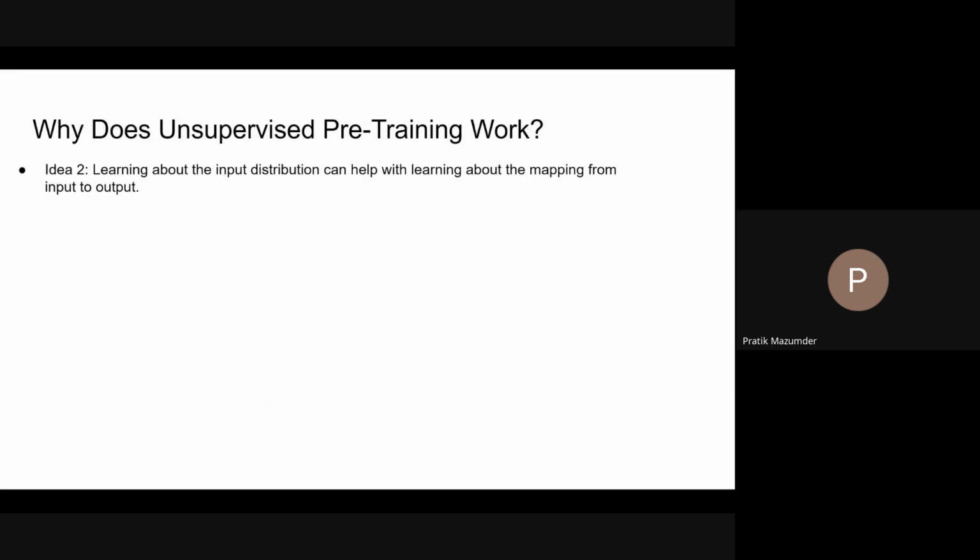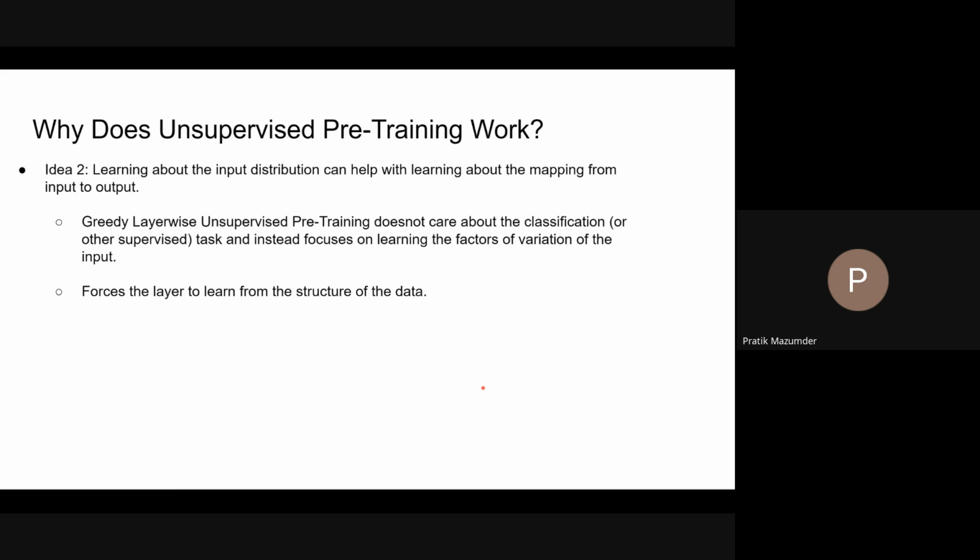The next possible idea for why this is working is that while training your network, you are forcing the network to learn about the structure of the data. Because you're not caring about the classification or the other supervised tasks at the end. You're greedily only trying to learn the factors of variation at each level: the factors of variation of the input data at the first layer, of the first hidden layer output, of the second hidden layer output, and so on.